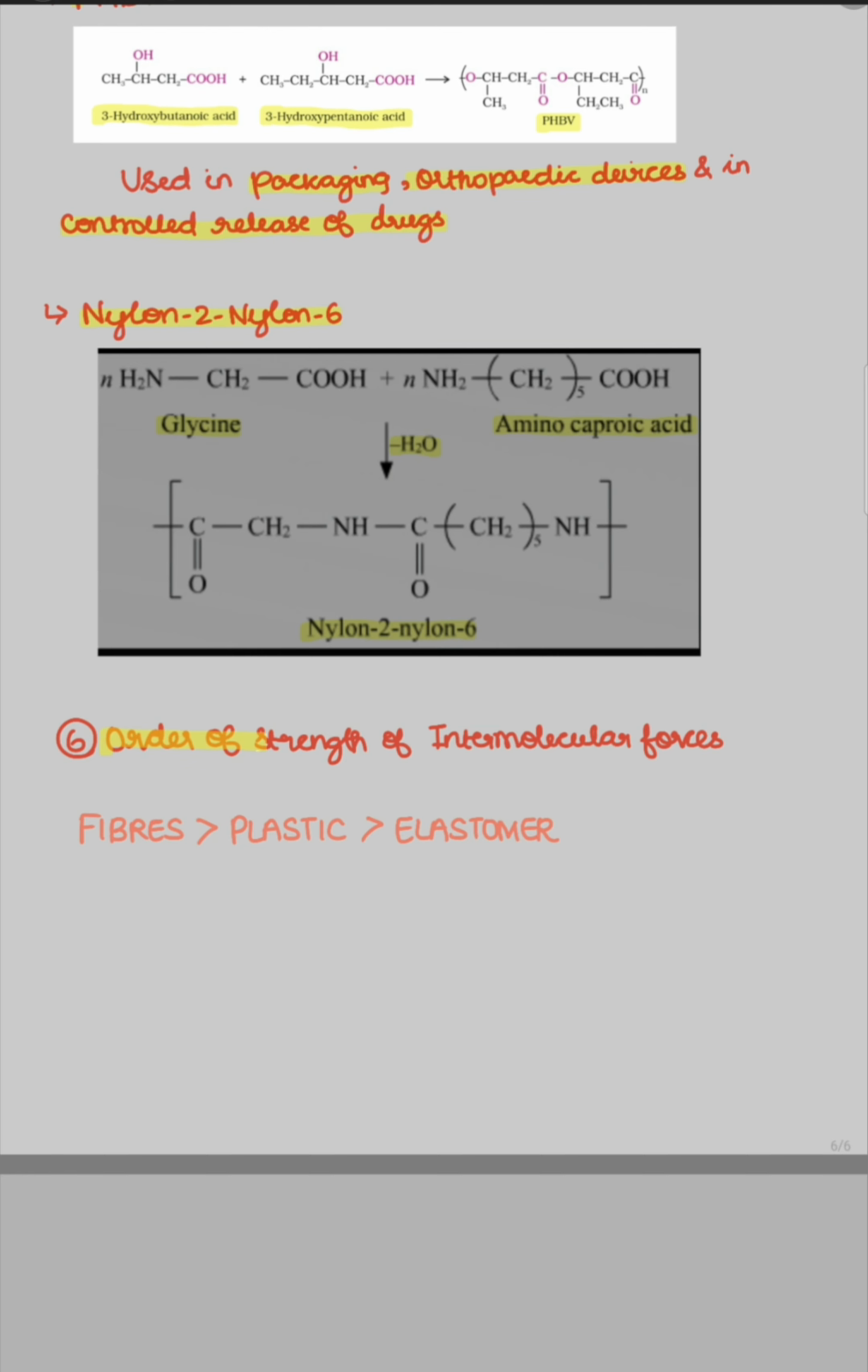Finally, we will see the order of strength of intermolecular forces present in the polymers. So this is the order of forces present in the polymer. Fibers have more intermolecular force than thermoplastics than elastomers. So a question would be asked like, arrange the following polymers in increasing order of the intermolecular force or decreasing order of the intermolecular force. So that time you should remember this and solve such questions.